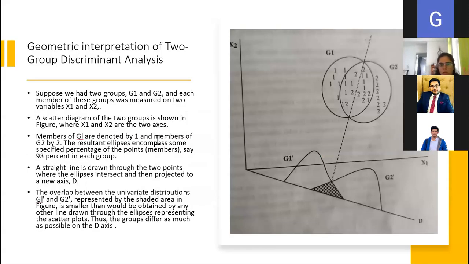Suppose we have 2 groups, G1 and G2, and members of these groups were measured on 2 variables, X1 and X2. Say if you see this circle, they are overlapping, isn't it? Group 2 has some members which are also on group 1.